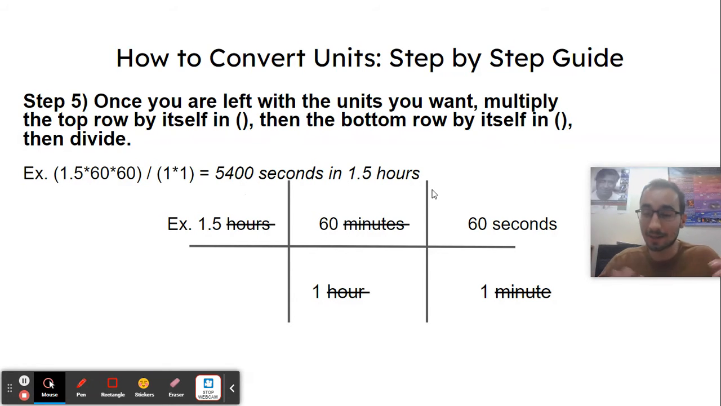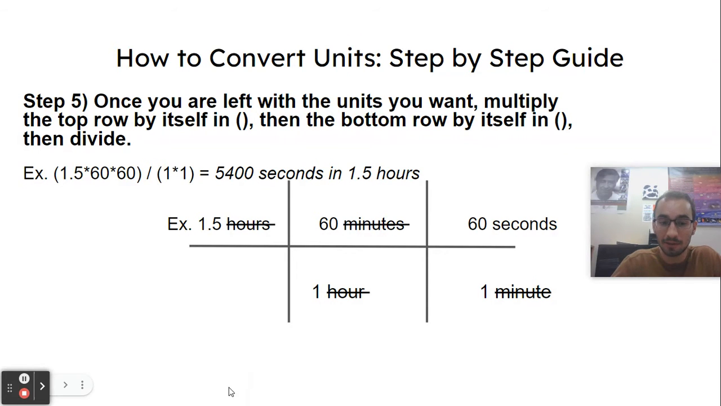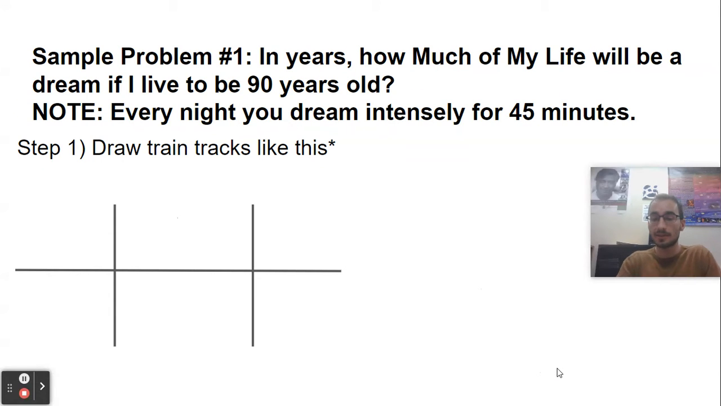So that's a simple conversion. You may have been able to do that without the train track method, but as these get more complicated, like with my next question, you'll see how it can be useful with train tracks. Okay? So here's my sample problem number 1.